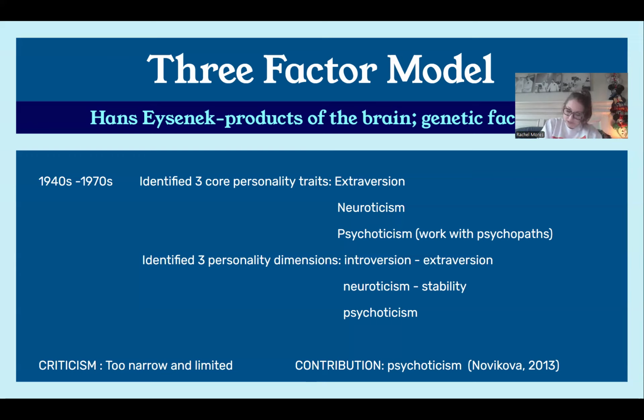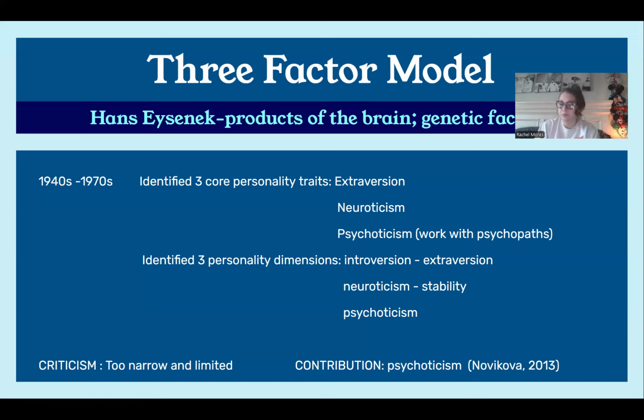So one's personality could range within the personality dimension depending on the situation. His contribution was his work on behaviors. He was especially interested in criminals and psychopaths and what traits made them behave the way that they did. And this is why psychoticism was added as a dimension. A criticism of his model is that it's too narrow and limited.